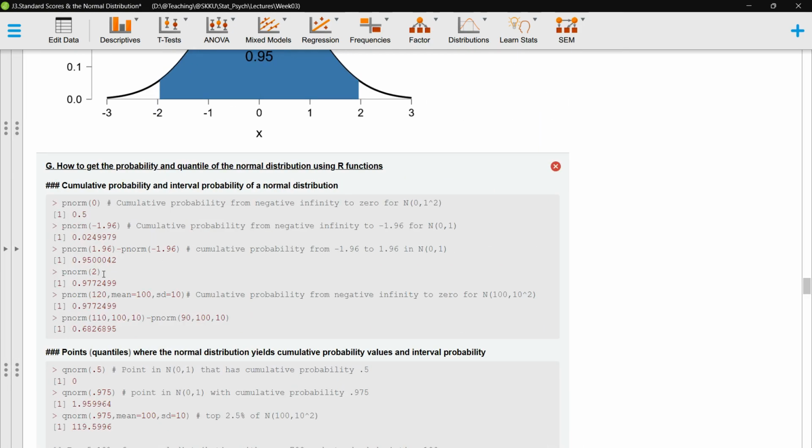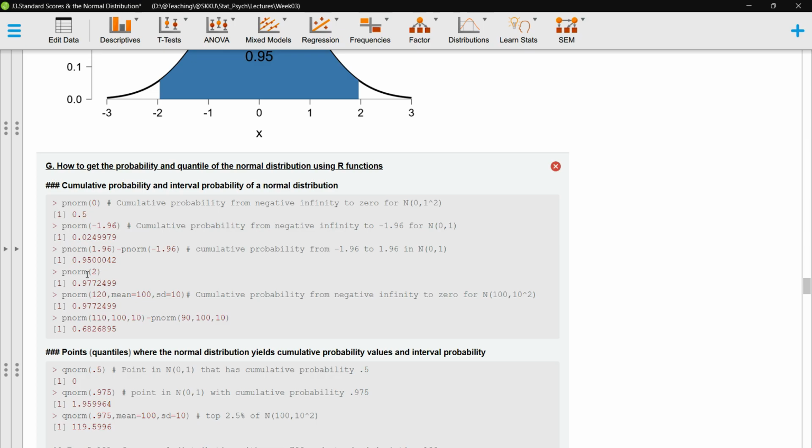Okay. And what about the pnorm of 2? What does this one give us in terms of the cumulative probability? It's 0.977 something. Okay, so this is a cumulative probability for the standard normal distribution, the mean of 0 and the standard deviation of 1.